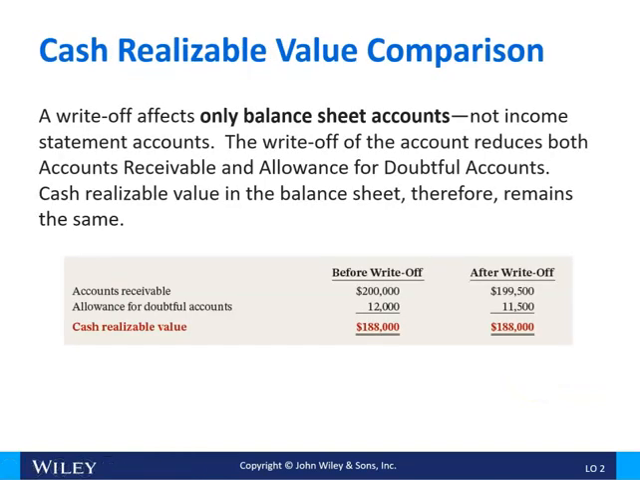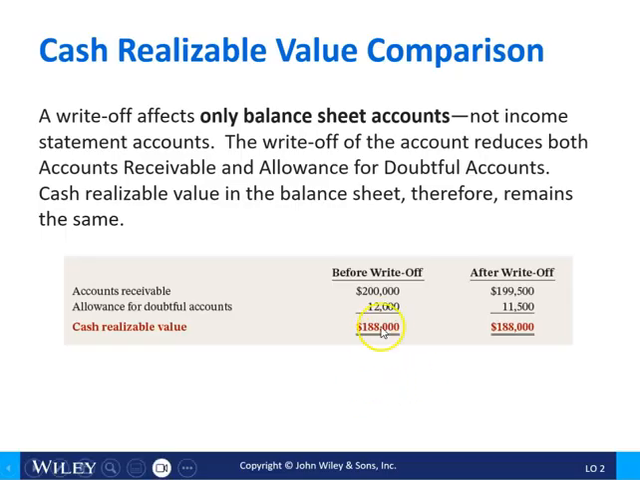So the write-off using the allowance method affects only the balance sheet accounts, so not income statement accounts. So we're doing the entry to write off. It's going to affect two asset accounts, the accounts receivable and the allowance for doubtful accounts. It reduces both of those, and the cash realizable value in the balance sheet therefore remains the same.